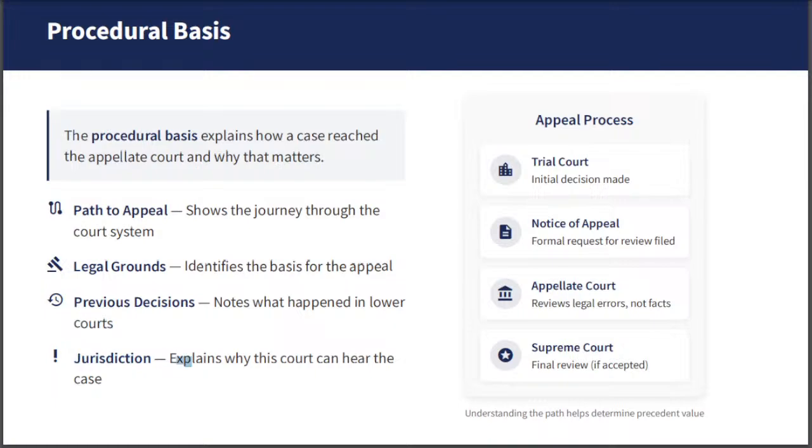And the jurisdiction explains why this court can hear the case. So the appeal process goes like this. Trial court, initial decision made, finality. Notice of appeal, formal request for review filed. The appellate court reviews legal errors, not facts. Supreme Court, final review, if accepted. So understanding this path helps determine precedent value.